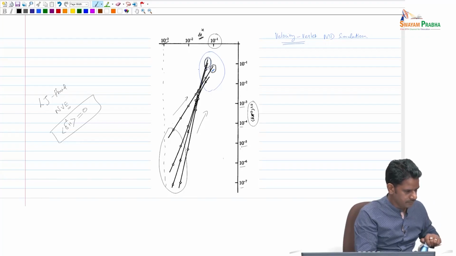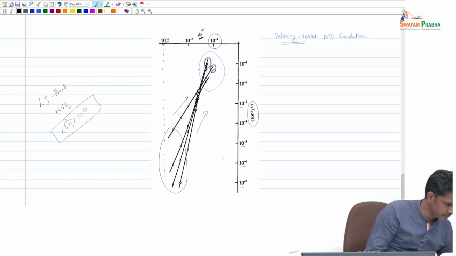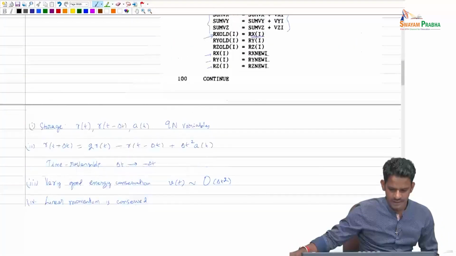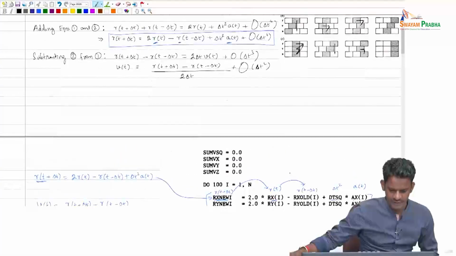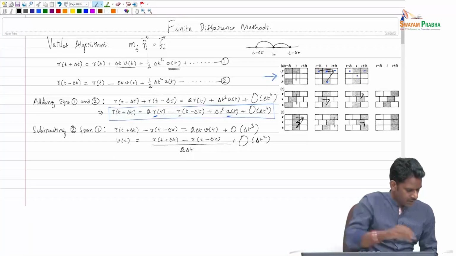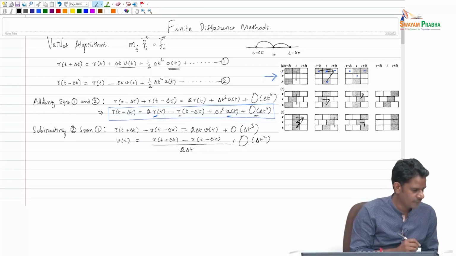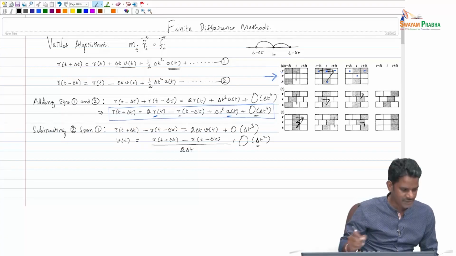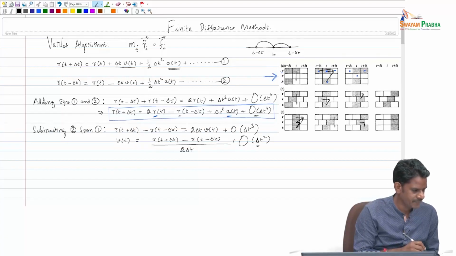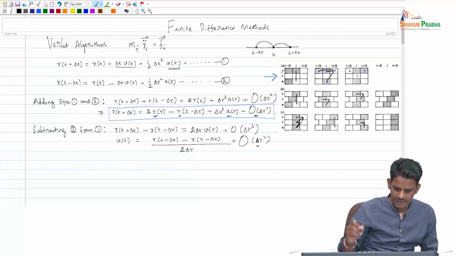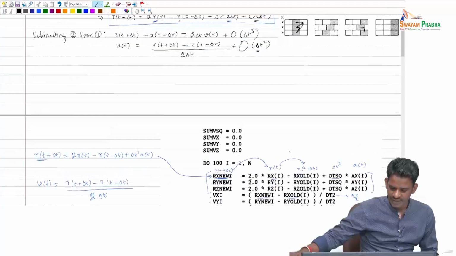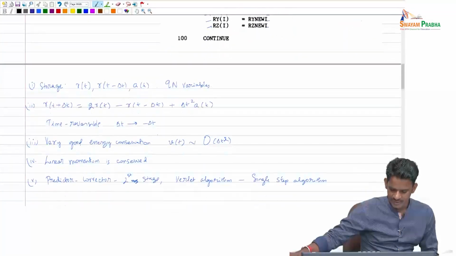What will be the order of truncation when we are using it in MD simulation? If you look at the Verlet algorithm, the very first algorithm that we talked about, you can see the error in the position is of the order of delta t to the power 4, whereas for the velocity it is delta t square. So the Verlet algorithm does very nicely with regard to prediction of the position, but not so much the velocity. So that's why we started looking at other algorithms.